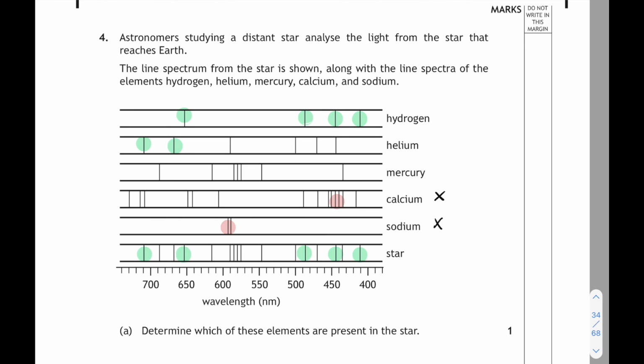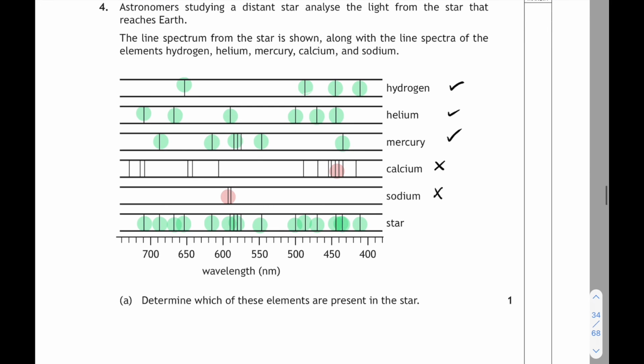And then do the same with the helium. Using a ruler would help you here as well to line up these individual lines in the spectrum. So there's helium in the star as well. And with mercury, all the lines in mercury's spectrum are also present in the star's line spectrum. So hydrogen, helium and mercury are all present in the star. So that's for part A, hydrogen, helium and mercury.